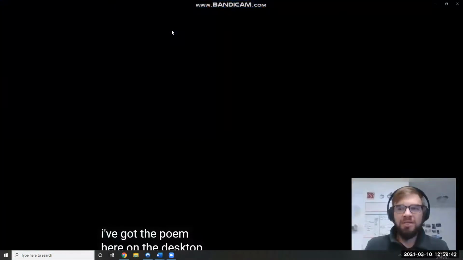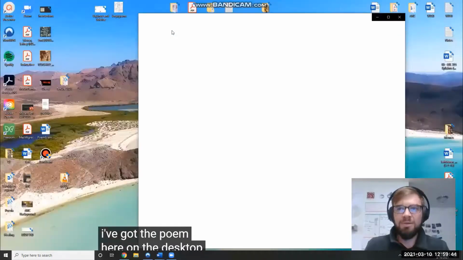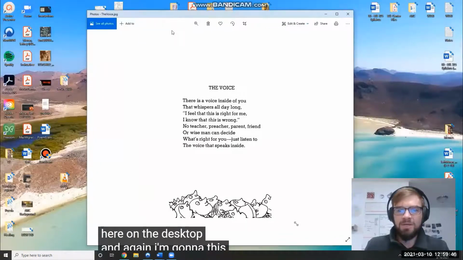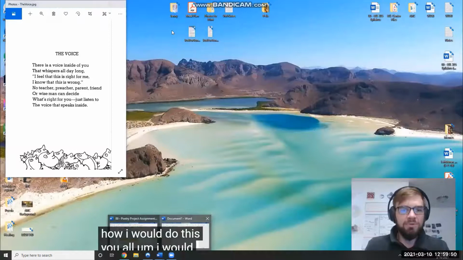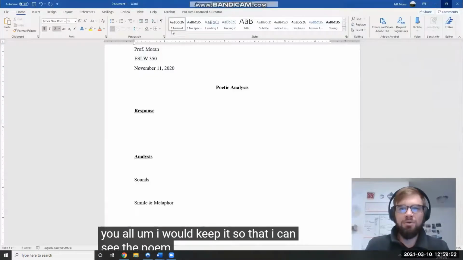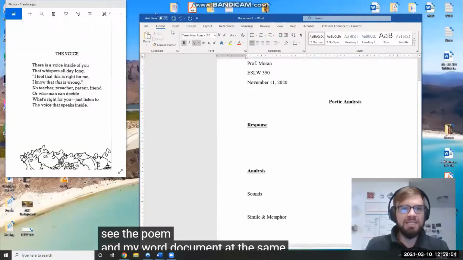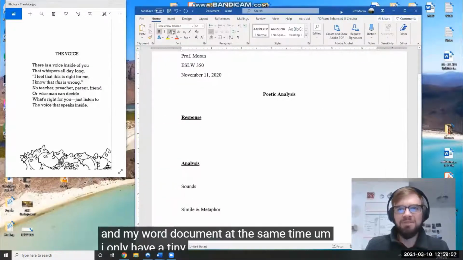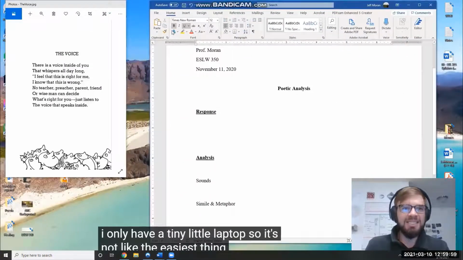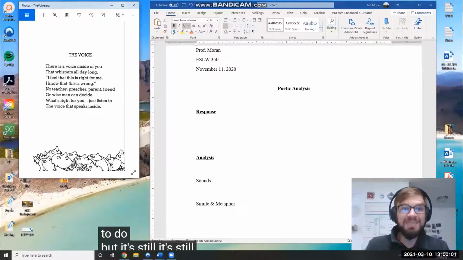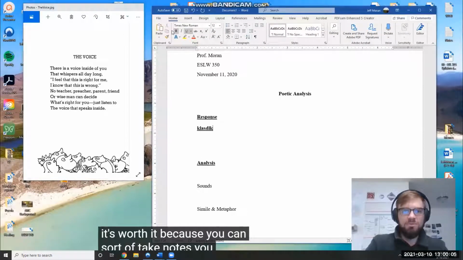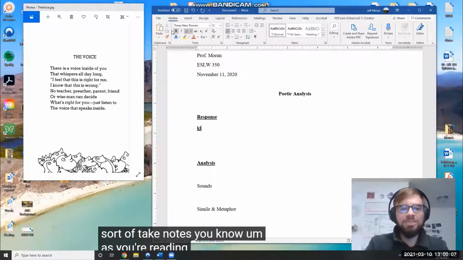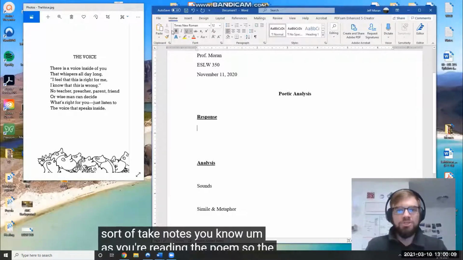So I've got the poem here on the desktop. And again, this is literally how I would do this, you all. I would keep it so that I can see the poem and my Word document at the same time. I only have a tiny little laptop, so it's not the easiest thing in the world to do, but it's still really helpful. It's worth it because you can take notes as you're reading the poem.